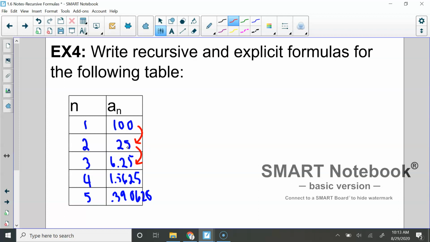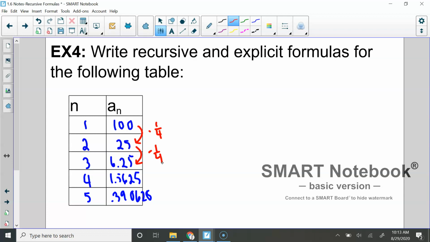Or, the better way to think of this, because for recursive formulas, we really want to think about what we're multiplying by when we have something that's exponential. So instead of thinking about dividing by 4, I'm going to think about multiplying by 1/4. It's the same as dividing by 4. And then I could multiply by 1/4 again, and I'd get 6.25. And I can multiply by 1/4 again, and I'd get 1.5625. So that's our formula that we have here.